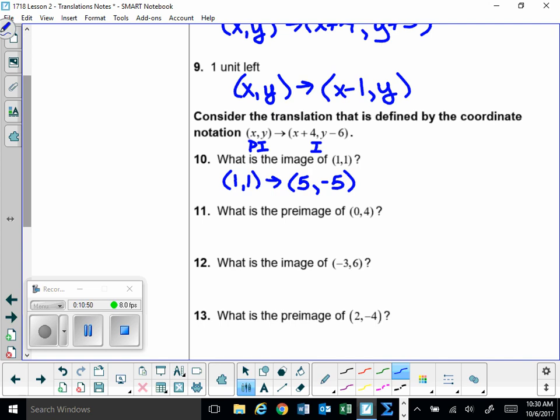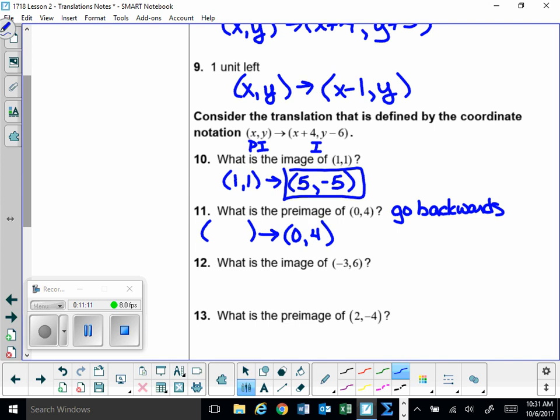What is the pre-image of 0, 4? This means I'm working backwards, right? So instead of adding 4 to x, I need to subtract 4. Let's actually write it. Go backwards. It'll be x minus 4 and y plus 6. We're going to do the opposite. So 0 minus 4 is negative 4, and 4 plus 6 is 10. There's my pre-image.